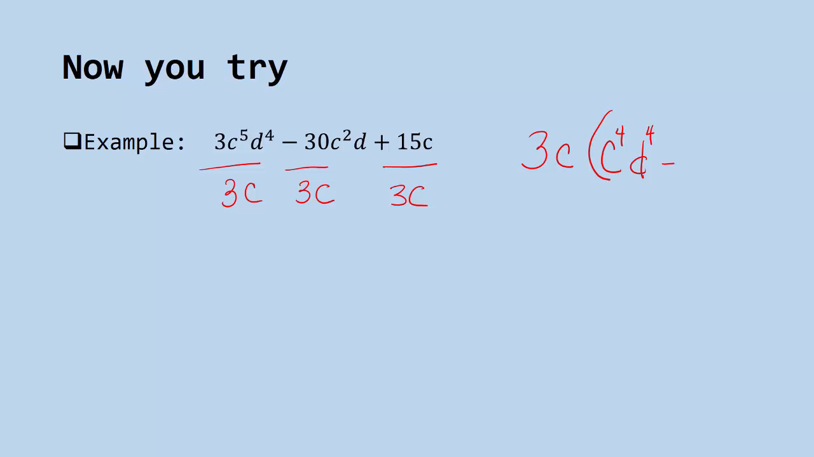And then 30 divided by 3 is 10. C squared divided by c is c. And again, we're left with the d. And 15 divided by 3 is 5. And again, c divided by itself is 1. So 5 times 1 is 5. So we are finished. That is our problem. We must include the greatest common factor when we're factoring, because we should be able to multiply that final answer together and get the original answer back.